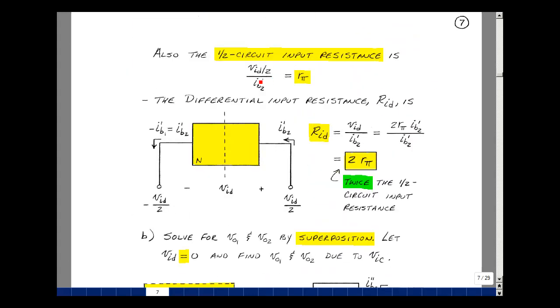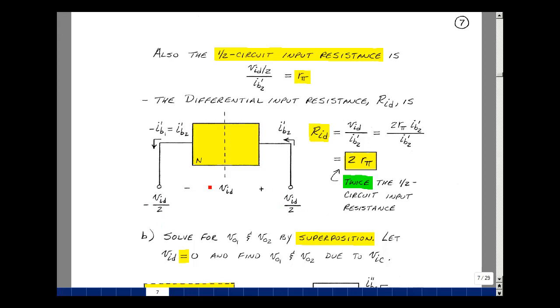So the input voltage divided by the input current is just equal to R pi. Now how does that relate to the differential input resistance? Let's go back to our circuit and just draw it as a rectangle here. This will be our whole circuit. I've got VID over 2 on one side and minus VID over 2 on the other side. The difference of these two would be this term minus this term, so I would get this term twice.